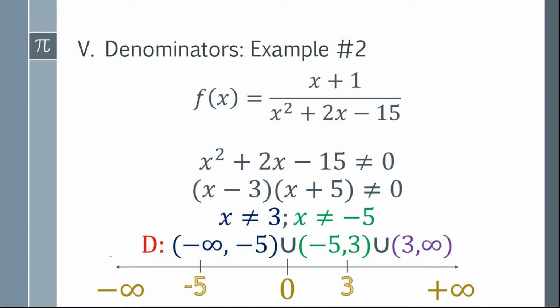So circle those numbers. Okay, negative infinity to negative 5, don't shade it. And we have negative 5 to 3, don't shade it also. And then 3 to infinity. Yes, just like this one. Okay, next one. So that is the answer.